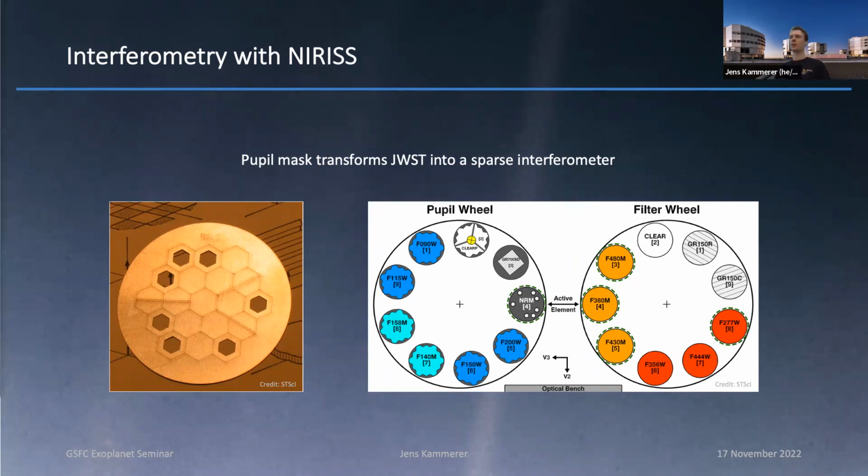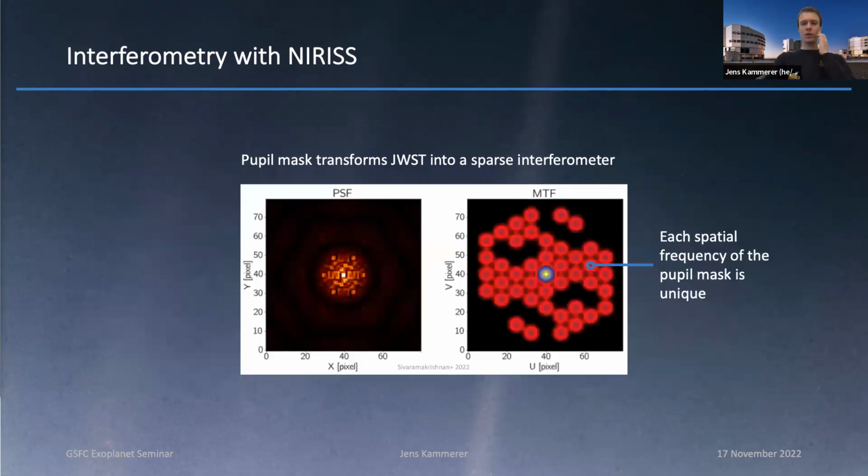Whereas the coronagraphic masks in NIRCam that we have seen before are more like a full width half maximum of a few lambda over D, maybe 2 to 3 lambda over D. So this is basically giving you better angular resolution than the classical coronagraphy. Yeah, I don't want to go into too much detail to explain how the mode works.